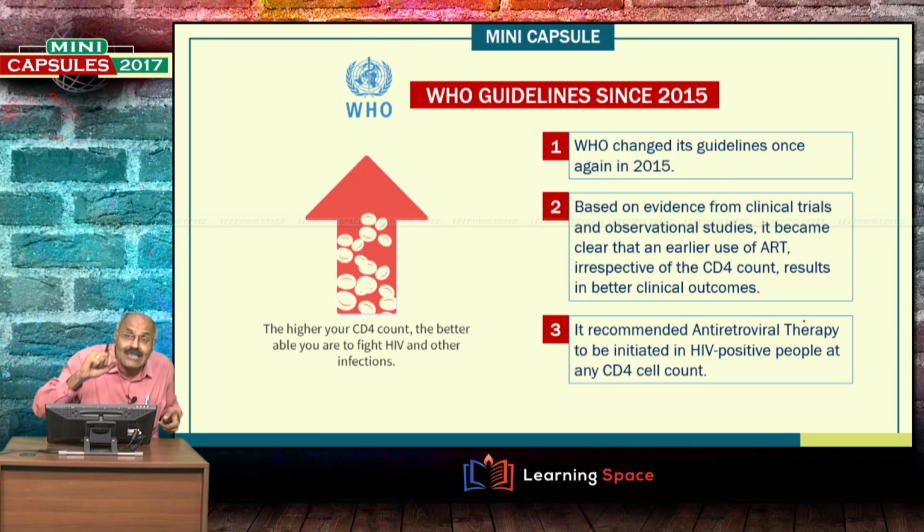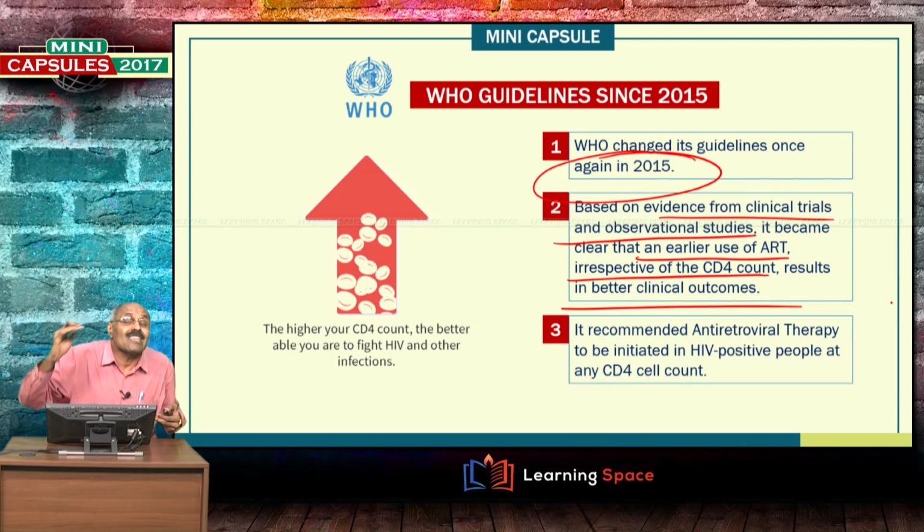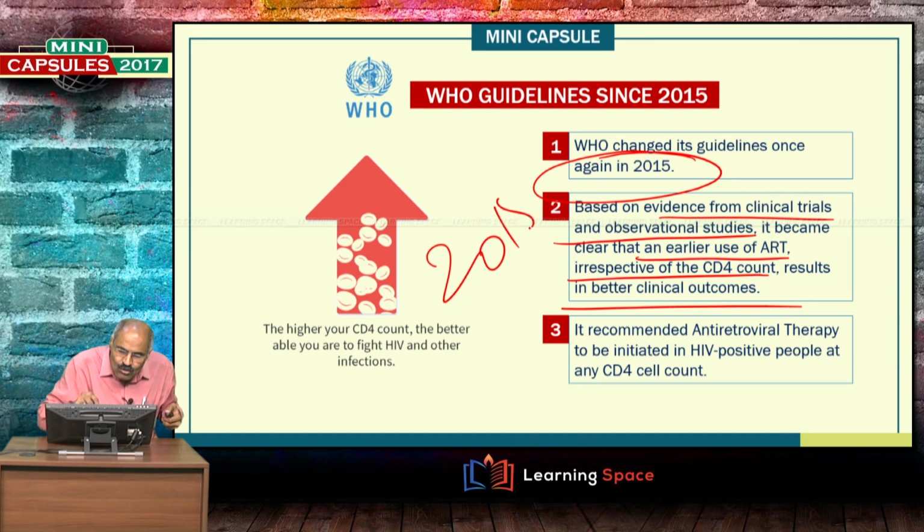Subsequently, in 2015, the World Health Organization changed its guidelines once again. It stated that from clinical trials and observational studies, it became clear that earlier use of ART, irrespective of CD4 count, results in better clinical outcomes. So, in 2015 the WHO recommended ART for people infected with HIV virus irrespective of their CD4 count. In 2002 it was 200 cells, in 2013 500 cells, and in 2015 irrespective of the cell count. If a person is infected with HIV virus, ART is to be started. These guidelines were issued in 2015.